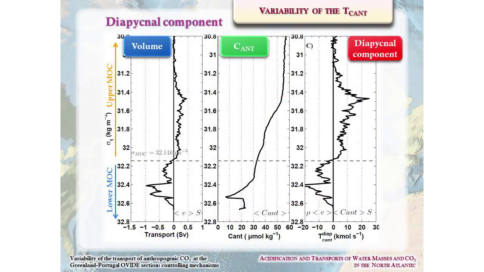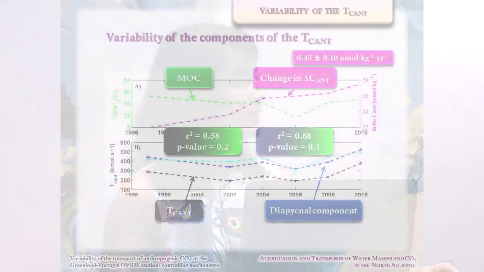If we decompose the diapycnal component in terms of mean profiles of volume and anthropogenic CO2, we observe that the vertical profile of the diapycnal component follows perfectly the vertical profile of the anomaly of volume transport. Although the vertical integration of the volume transport is equal to 0, the larger concentration of anthropogenic CO2 in the upper limb of the meridional overturning circulation than in the lower limb results in the higher northward transport of the diapycnal component. So in terms of volume transport, the diapycnal component is directly related to the meridional overturning circulation.